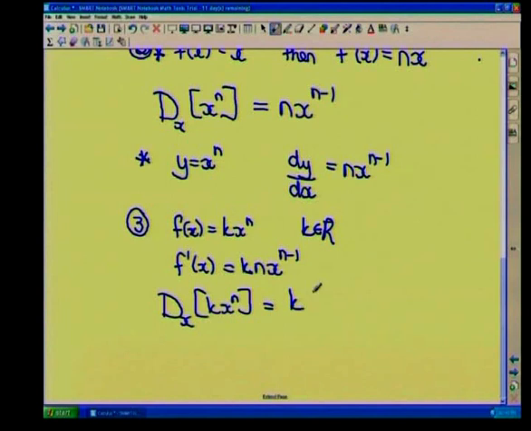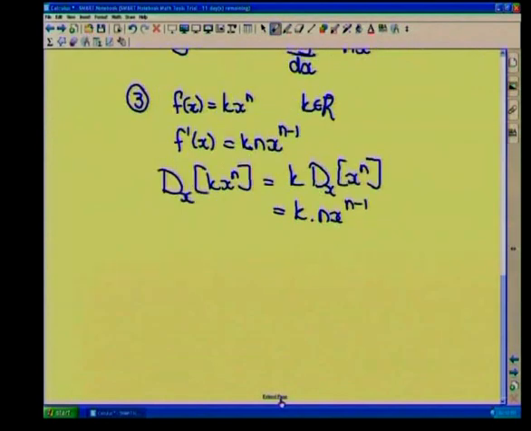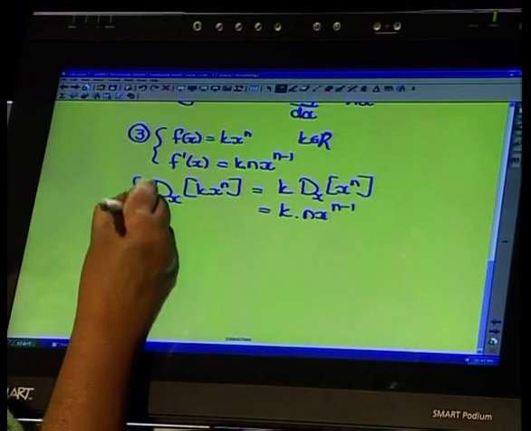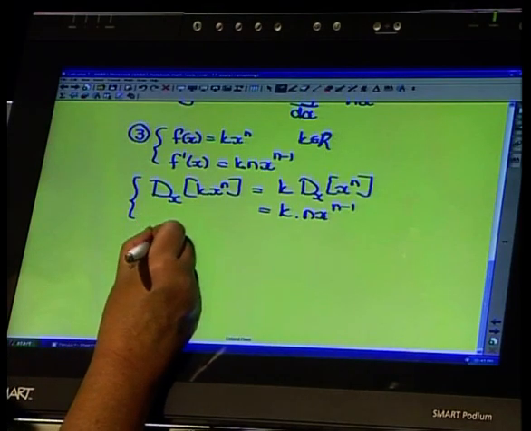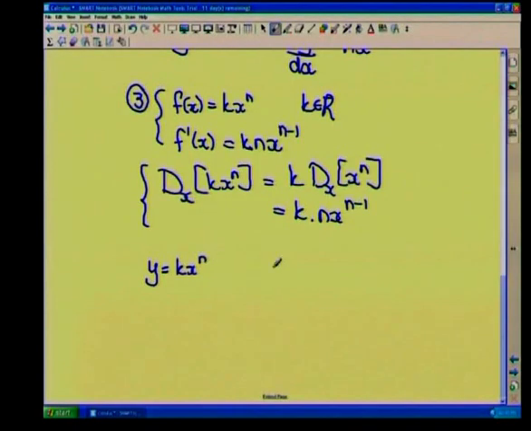Okay, again, if I have this notation, it's going to be k times the derivative of x to the n, which is equal to k times n x to the n minus 1. So, you know, it's also fine, not a problem. And then y equals k x to the n means that dy dx is k n x to the n minus 1. Okay, so there are your three notations for that.